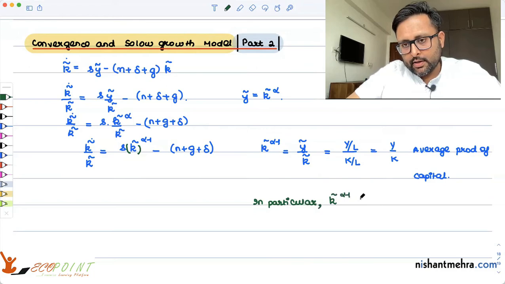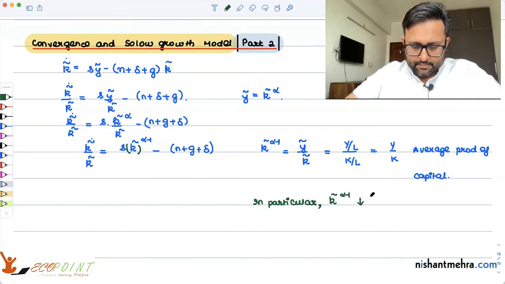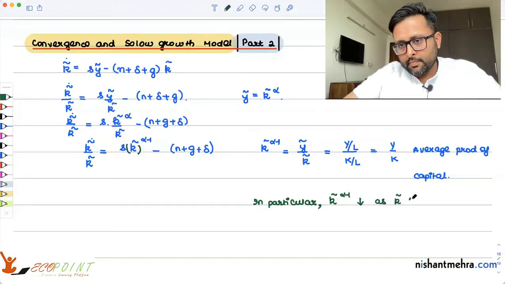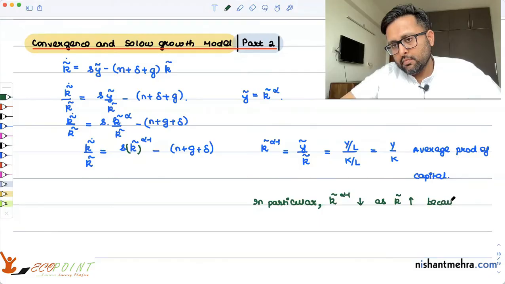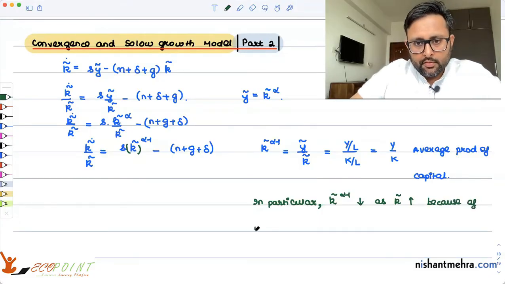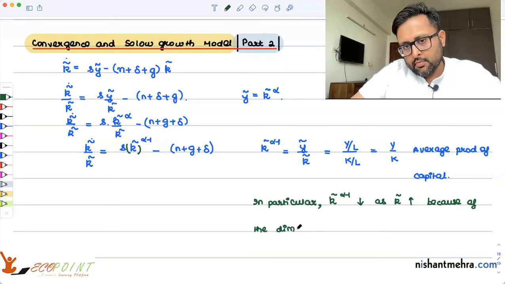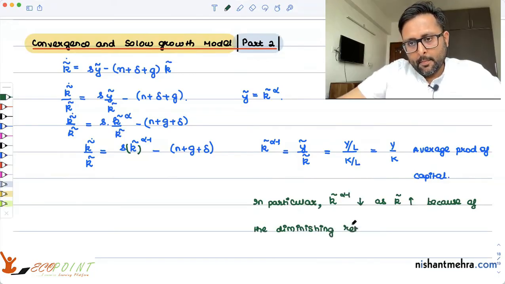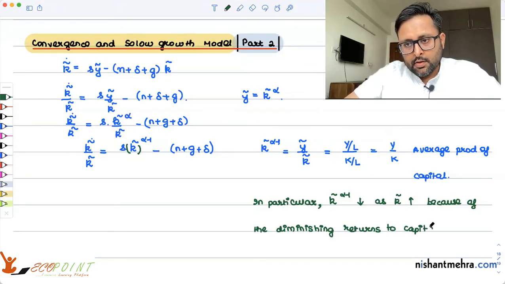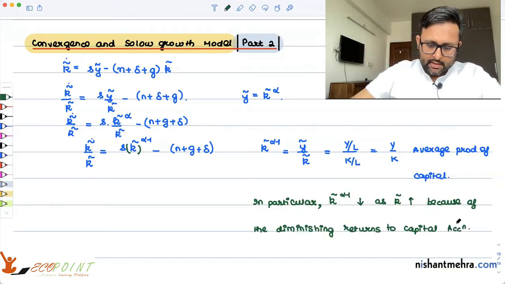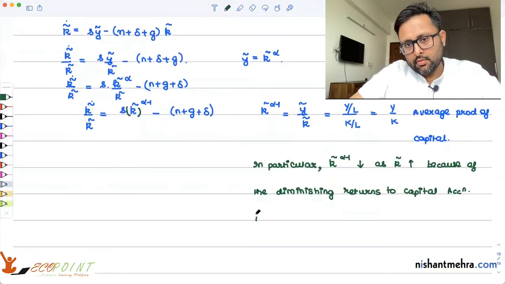In particular, k̃ to the power alpha minus 1 declines as k̃ rises because of the diminishing returns to capital accumulation in the neoclassical model. How is all this related to convergence?